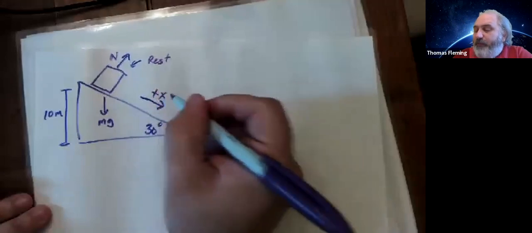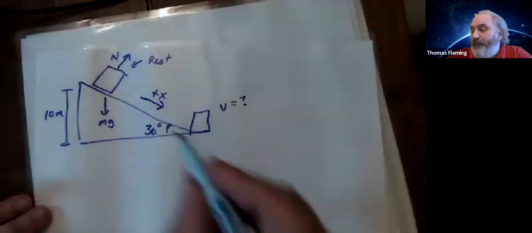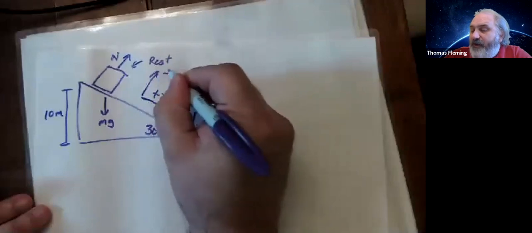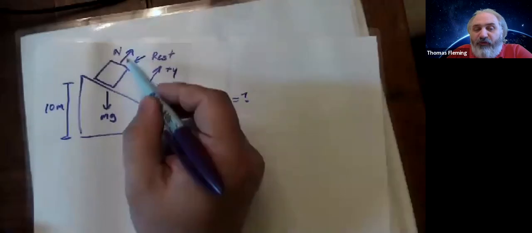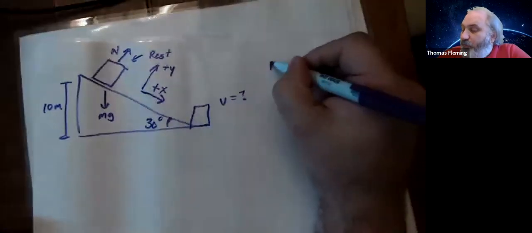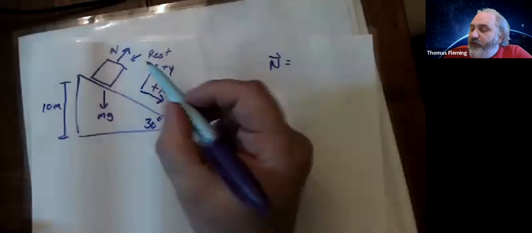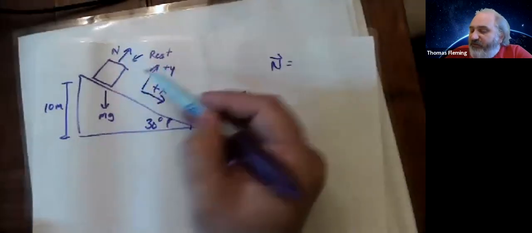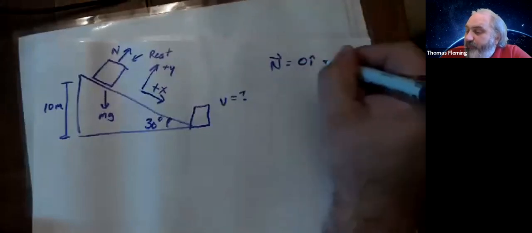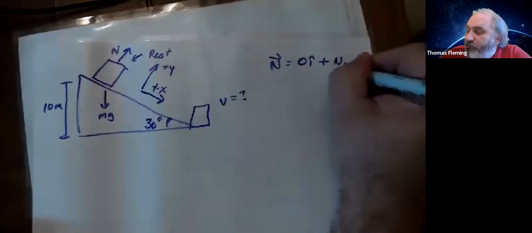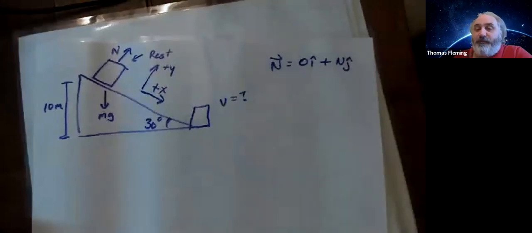So here I'm going to say that the positive x direction is going to run down the ramp. And I'm going to say that the positive y direction runs perpendicular to the ramp. Now, when I make that choice for my coordinate system and I break these two forces into their components, the normal force is pretty easy because it's purely going to be in the y direction. It's not along the ramp at all. So it'll be 0 i hat, that's the x component, plus whatever the normal force is in the j hat direction. Hopefully you guys are getting pretty hip to this.